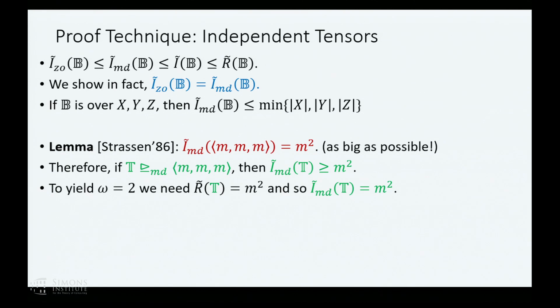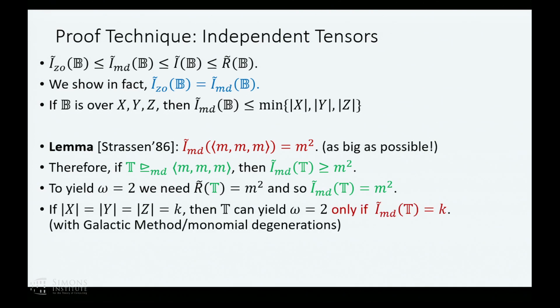And if you're working with a tensor which is not degenerate in some way, so the asymptotic rank is at least the number of variables, then this means if T is a tensor over k different x, y, and z variables, then it can yield omega equals 2 only if this monomial degeneration I tilde is equal to k. And the more less than k it is, the better a bound away from 2 you can prove on what omega you can yield using it. And so in order to prove our lower bounds on omega that you can yield, we're going to show upper bounds on this I tilde of different tensors. And if you can show it's less than the number of variables, that means you get a lower bound on the omega you can get with it.